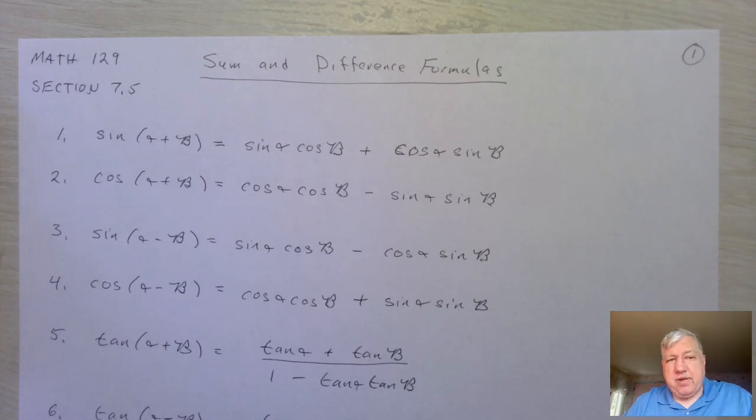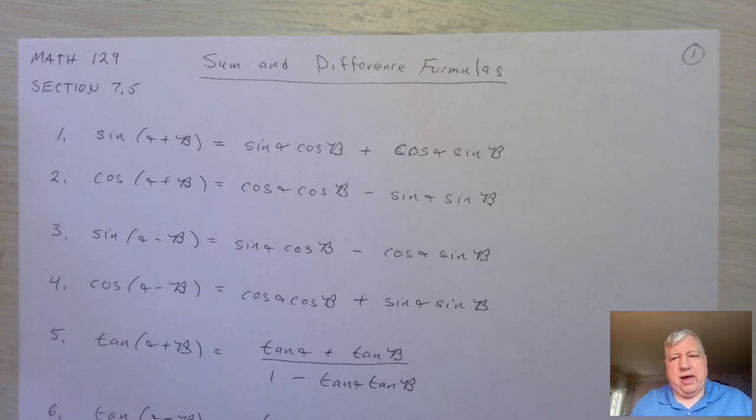So if alpha and beta are two numbers, the sine of alpha plus beta is the sine of alpha times the cosine of beta plus the cosine of alpha times the sine of beta. And the cosine of alpha plus beta is cosine alpha cosine beta minus sine alpha sine beta. I won't read all the others because you can see them, they're right there.